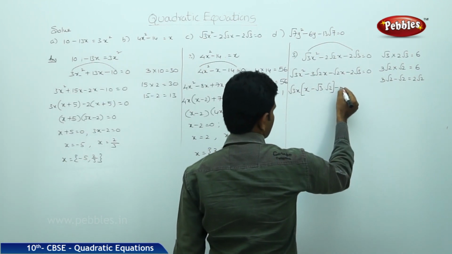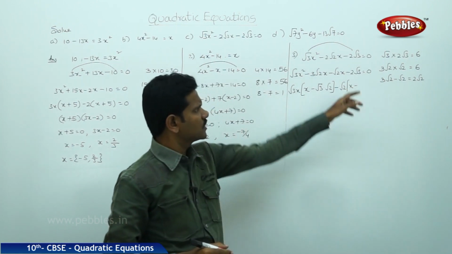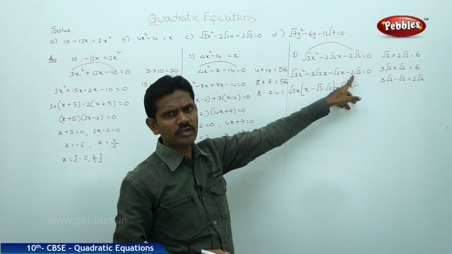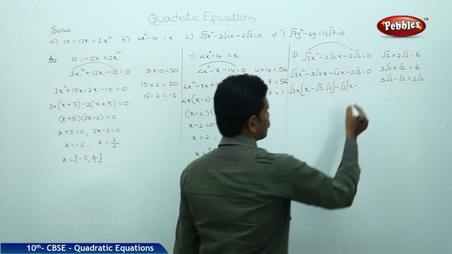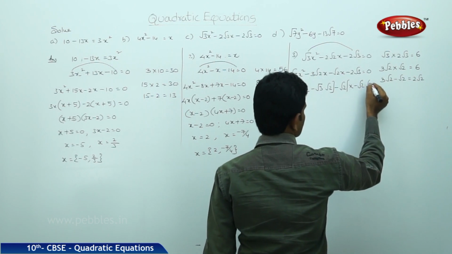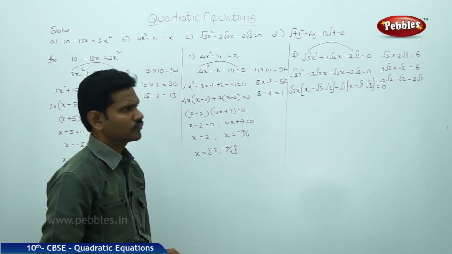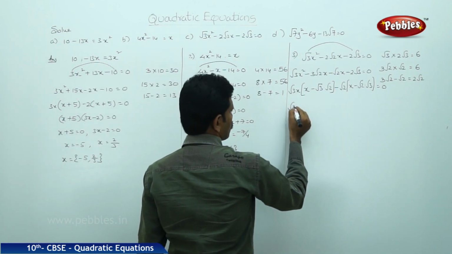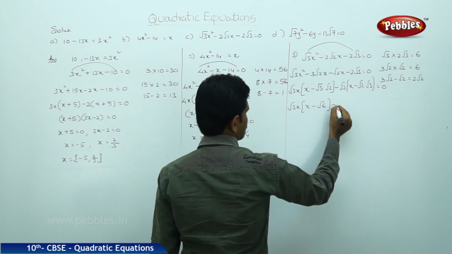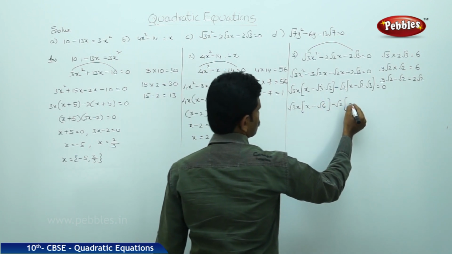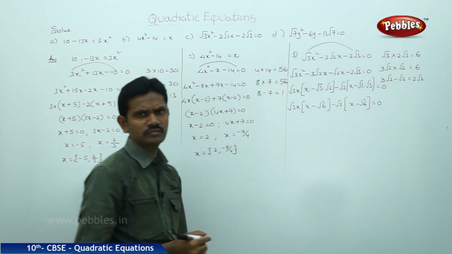minus, similarly take root 2 common, x minus, this 2 can be broken down into root 2 into root 2, and we have taken one root 2 as common. Now one more root 2 is left, root 2 into root 3 is equal to 0. Now root 3x into x minus root 6, root 2 into x minus root 6 is equal to 0.